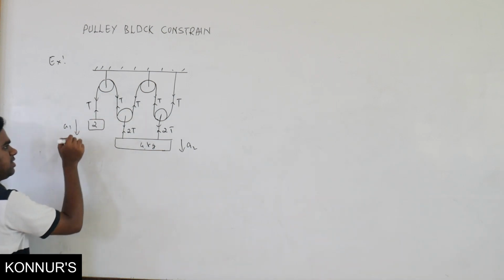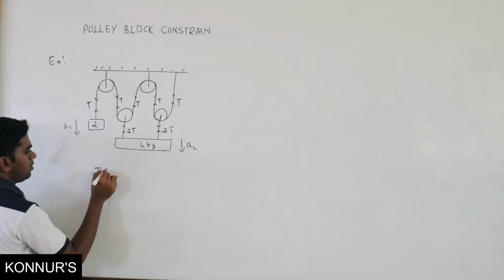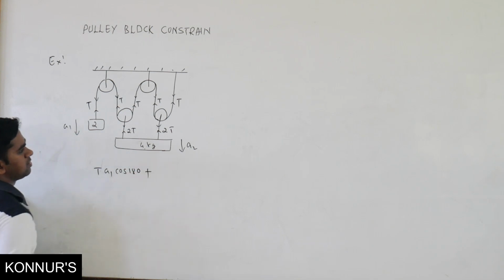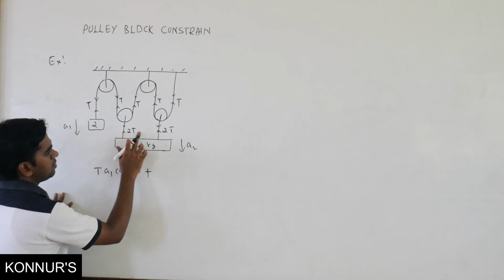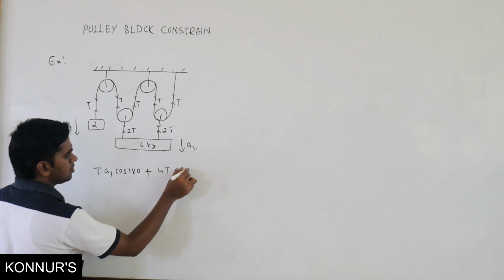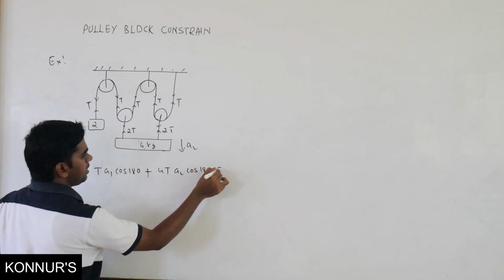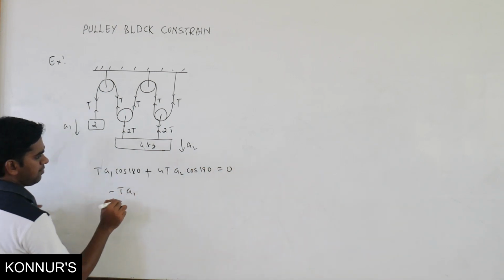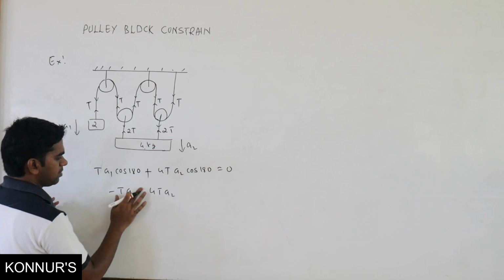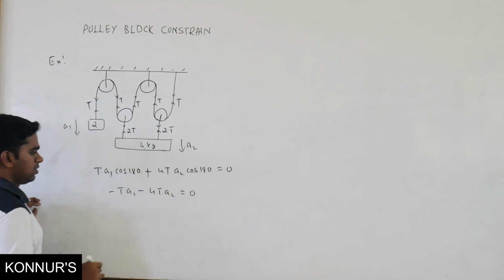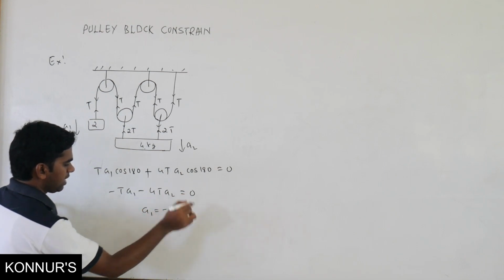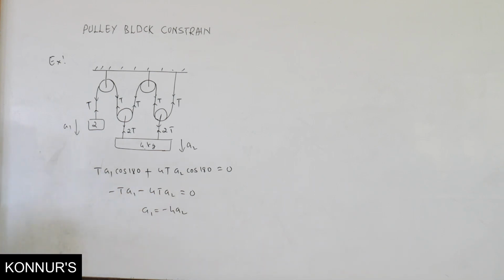Now apply the tension method for this one. Tension is in this direction, acceleration is in the downward direction, so T into a1 cos 180, opposite direction, plus here 2T and 2T will become 4T in the upward direction, a is in the downward direction, so again cos 180. So minus T a1 plus 4T a2, this will also be minus, equals 0. So you can write a1 equals minus 4a2.